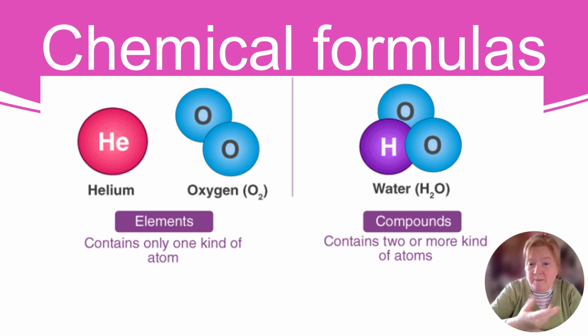You should know that elements are one kind of an atom. It can have a subscript, but all of the kinds have to be the same. So it could be O2 or O3, that's still an element. A compound has two different elements combined, so like NaCl, okay? And sometimes they have subscripts and sometimes they don't, okay?